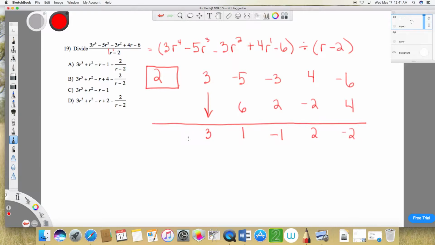So these are the coefficients. And when we look at the original problem here, the exponent was 4. So this first number here is going to start out with an exponent 1 less than that. 4 minus 1 is 3. And then it goes plus. You can put the 1 here if you want, or some people just put r squared. Either way is fine.